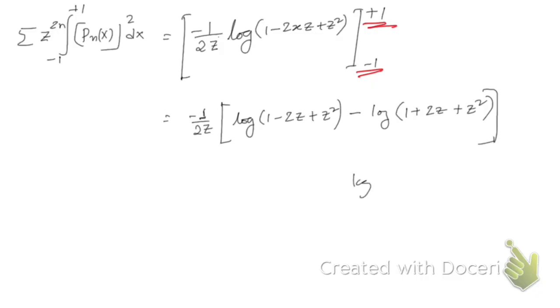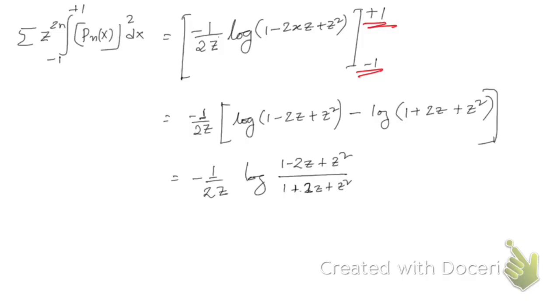Now we know that log m minus log n, this property is known to you, I think. It is log m divided by n. If you don't know, write this property. So we're going to use this property. According to that, we're going to have 1 by 2z log of 1 minus twice z plus z square divided by 1 plus twice z plus z square. That's what we're going to have, right? Hope you have understood this.